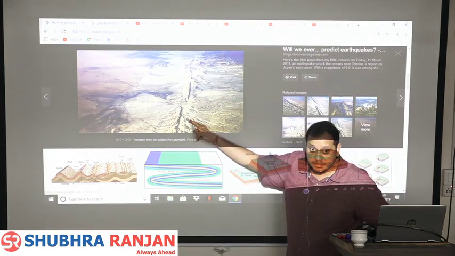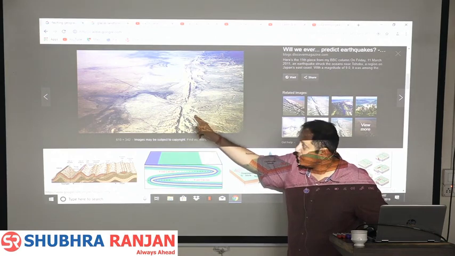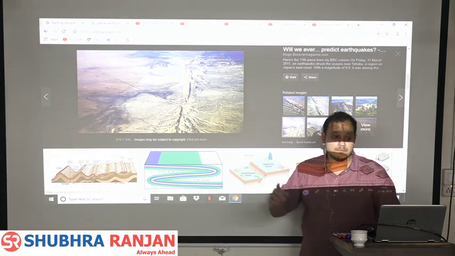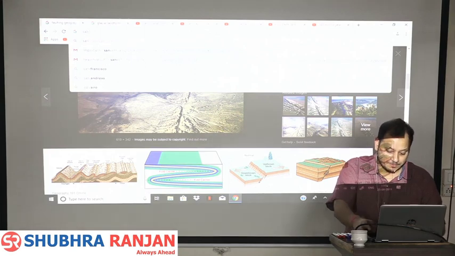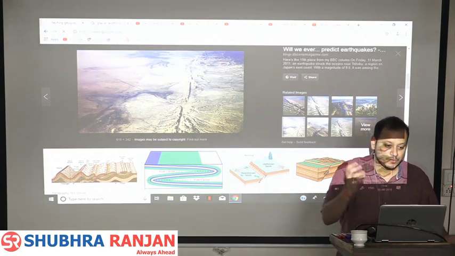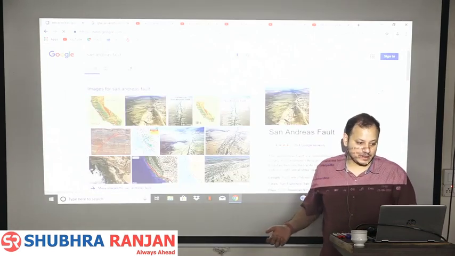But this is not a faulting of normal or reverse fault. This is a strike slip fault. The best example of which, on which there is also a movie, is San Andreas. See, on Google the first thing that comes up is the San Andreas fault system.